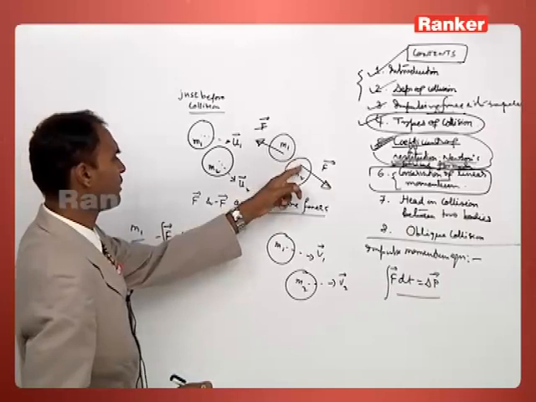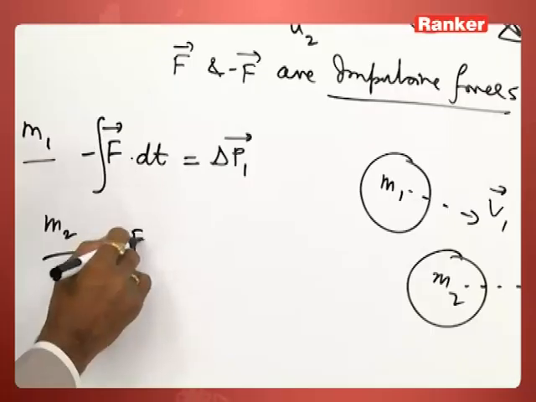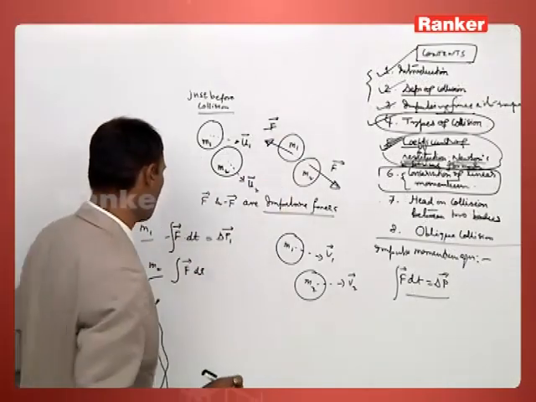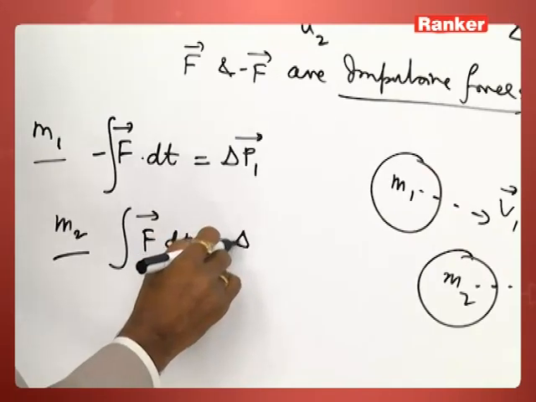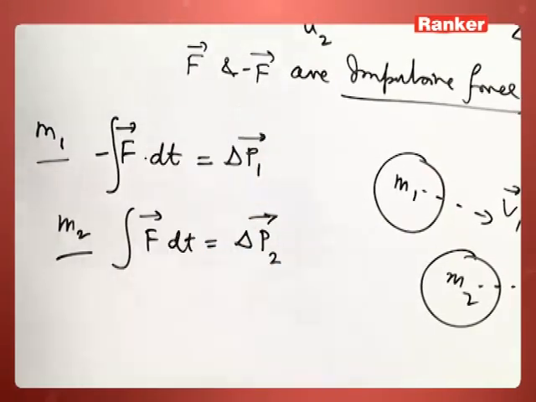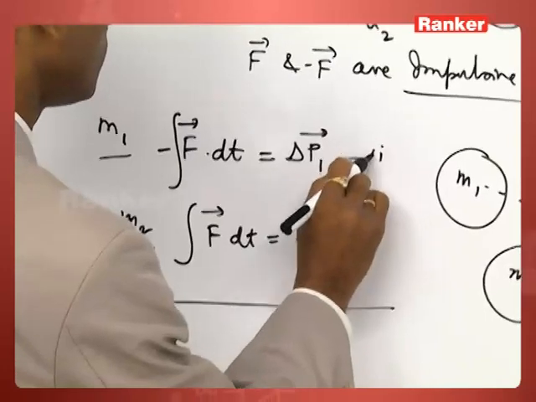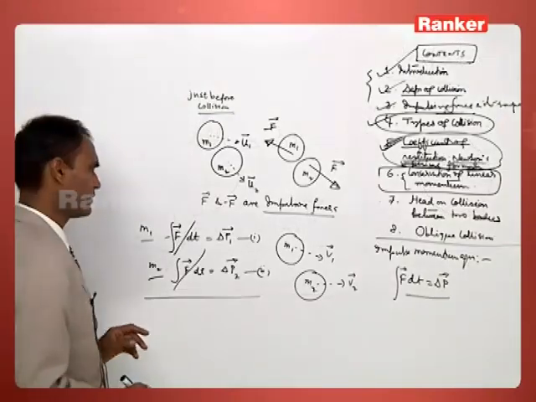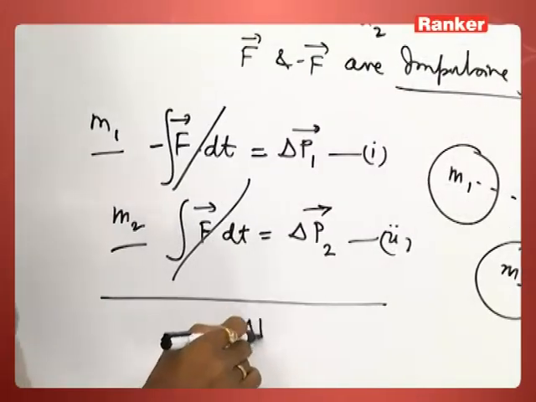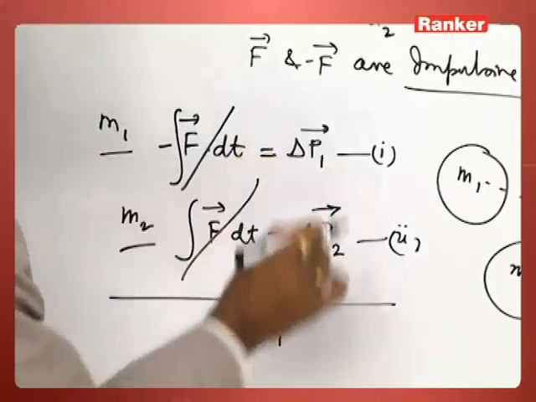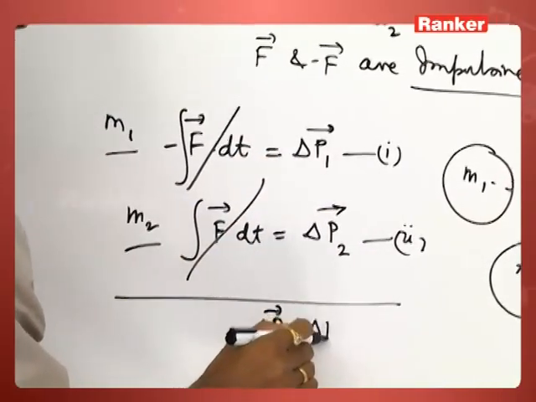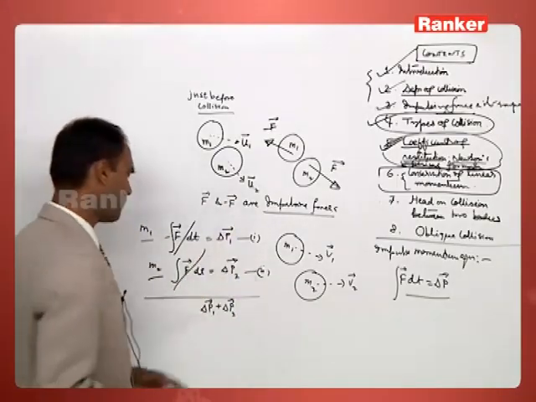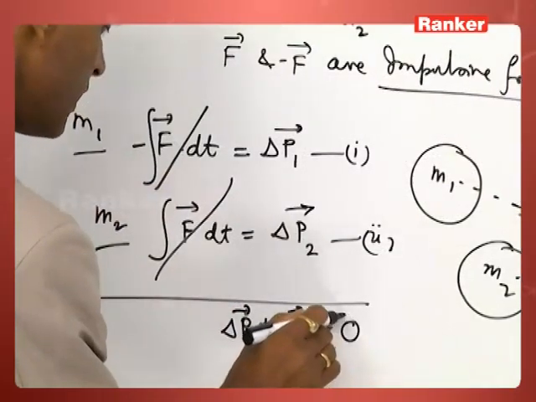On M2, if you apply the impulse momentum equation, what is the net force acting on the body M2? Let it be F. Its impulse, the net impulse acting on body 2, is equal to the change in momentum of body 2. When we add these two equations, this will get cancelled, and we are left with these two terms on the right hand side, which signifies that the change in momentum of the first body plus the change in momentum of the second body is equal to 0.